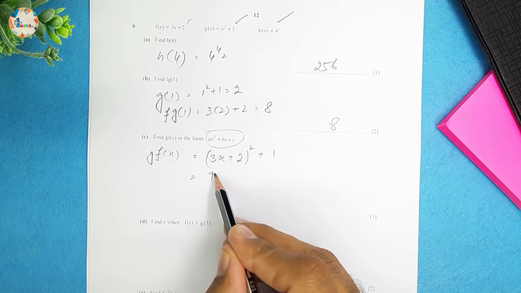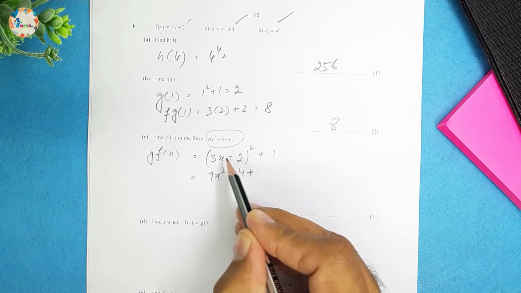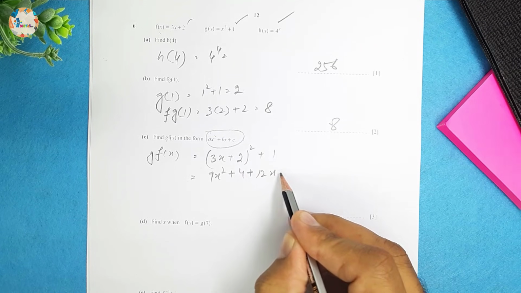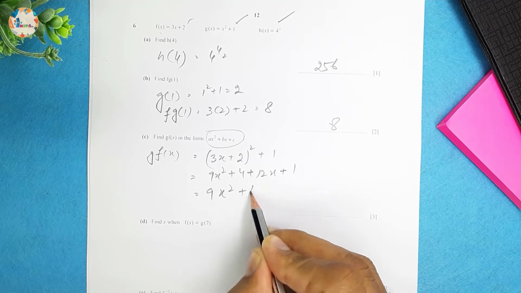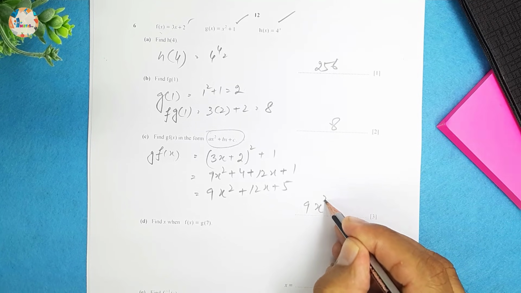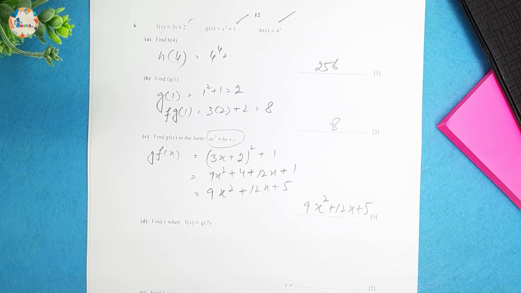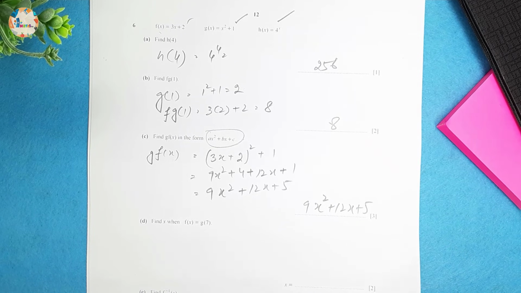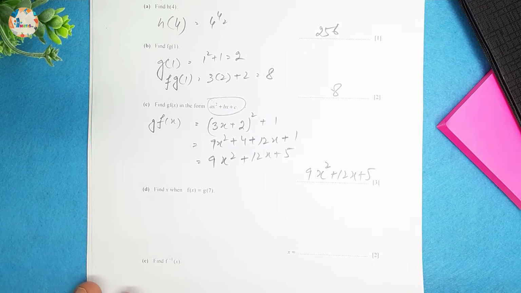So this will be 9x squared plus 4 plus 2 into 2, 4 into 3 will be 12x, and plus 1. So this will be equal to 9x squared plus 12x plus 5, and this will be our final answer, 9x squared plus 12x plus 5. This is done. Now find x when f of x is equal to g of 7.